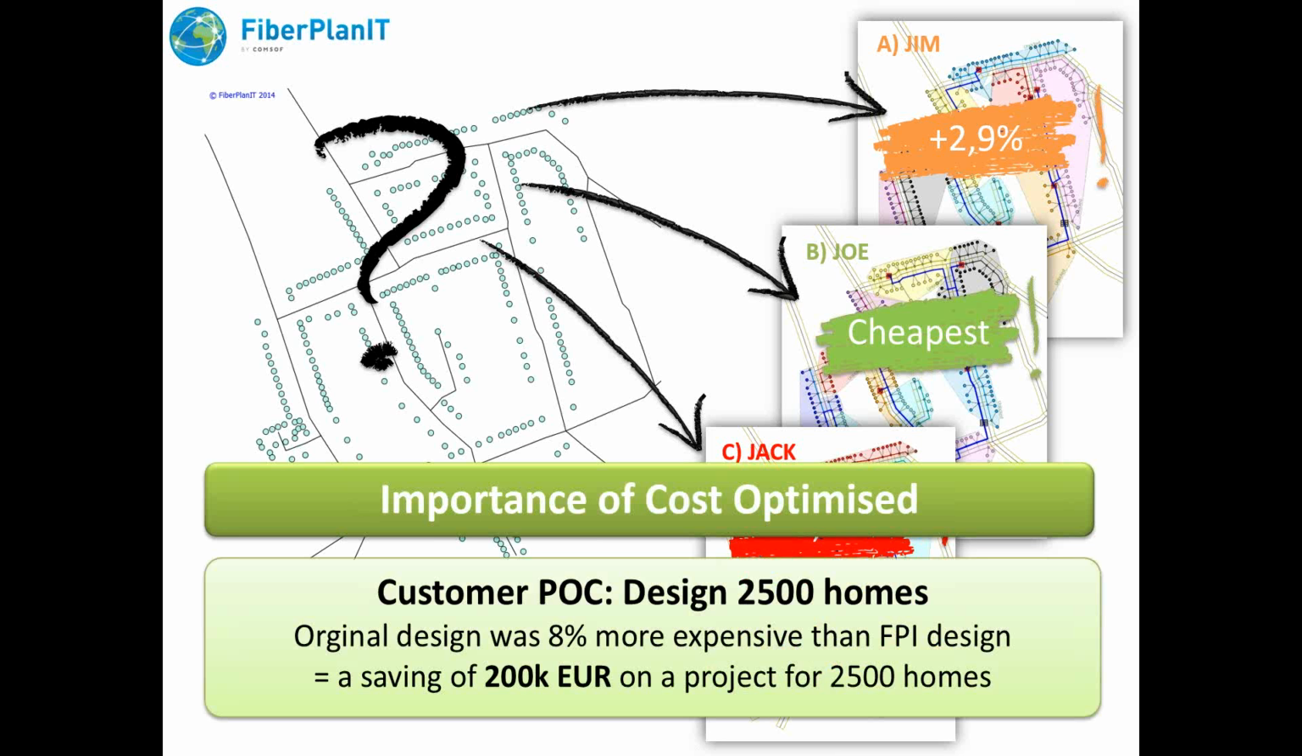So we've done a proof of concept with a customer. We made a design for 2,500 homes, and the original design that they made themselves was 8% more expensive than the FiberPlanIT design. So if you're looking at a typical cost of this project, this would be a gain of 200,000 euro on a project of this small size. So if you use it for a much bigger project, the gains can be even more substantial.